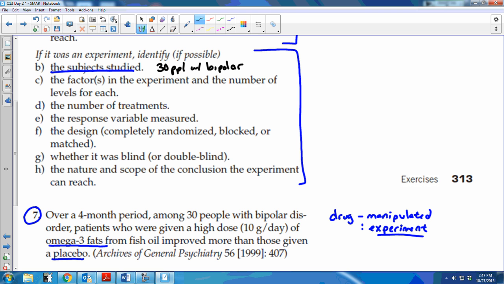The factor or factors in the experiment and the number of levels for each. So we know the drug was manipulated, so one factor, the drug type, with 2 levels, omega-3 or a placebo. The number of treatments: since there's only one factor with 2 levels, there's just 2 treatments.